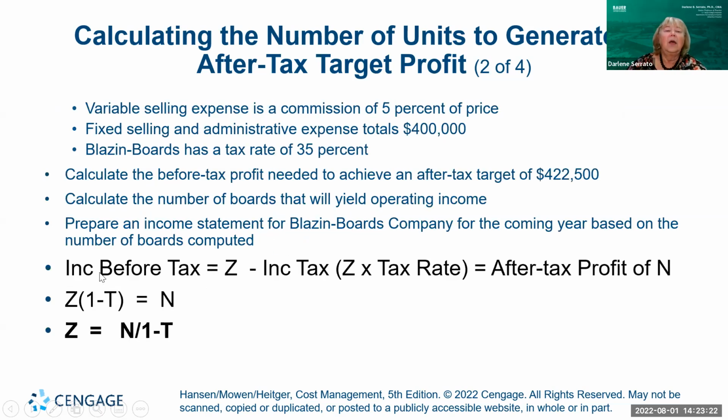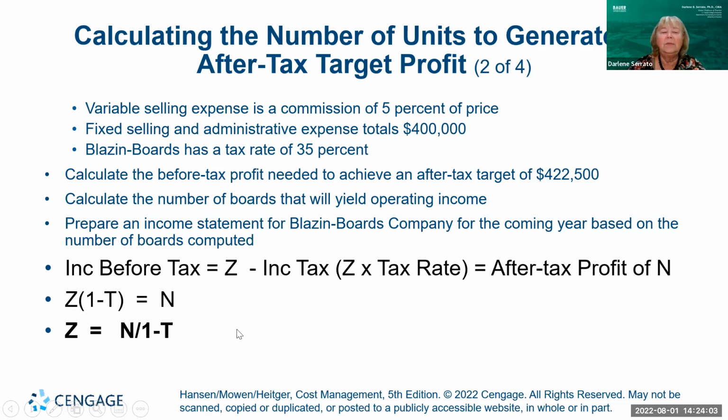Okay, so income before taxes is Z. Z minus your income taxes. You get the income taxes by taking Z times your tax rate, which gives you your after-tax profit. So Z times (1 minus T) equals N. So N divided by 1 minus T gives us Z. So we're going to do this off to the side to come up with Z, and then we'll plug Z into that CVP formula.